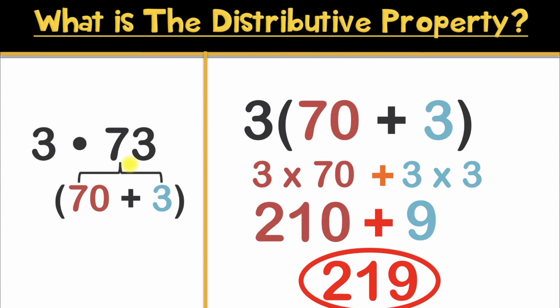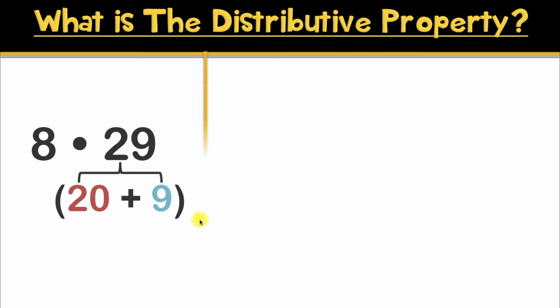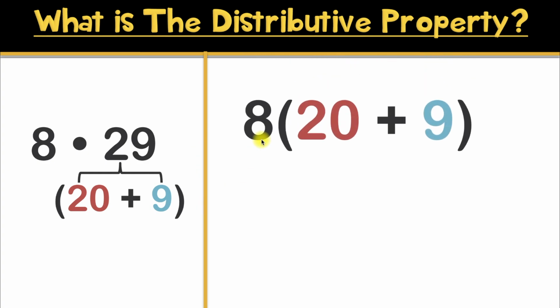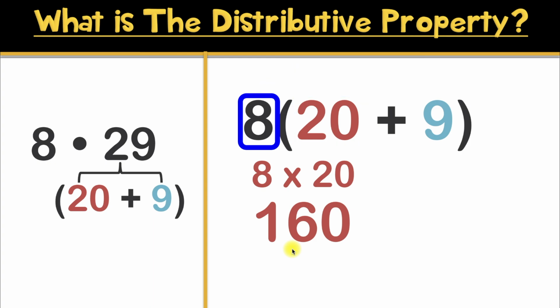And now finally, let's get into our third example. So in this example, we've got 8 times 29. Well, how do you think we can break down 29? Well, 29 can be broken down into 20 plus 9. And when we set up our multiplication for distribution, it would look like this. First, we would distribute the 8 to the 20, which means we would multiply 8 times 20. And when we do that, we would get 160.